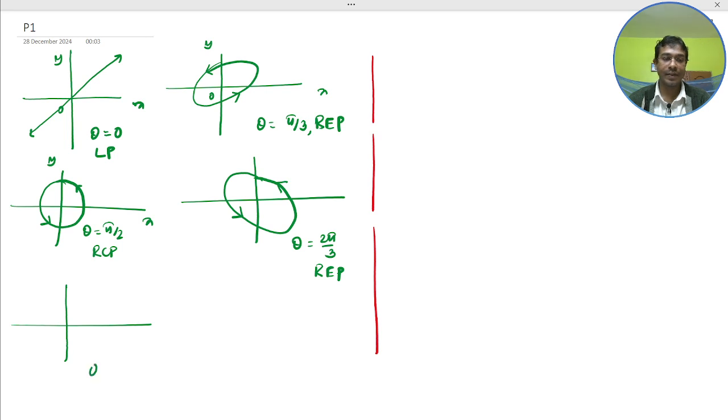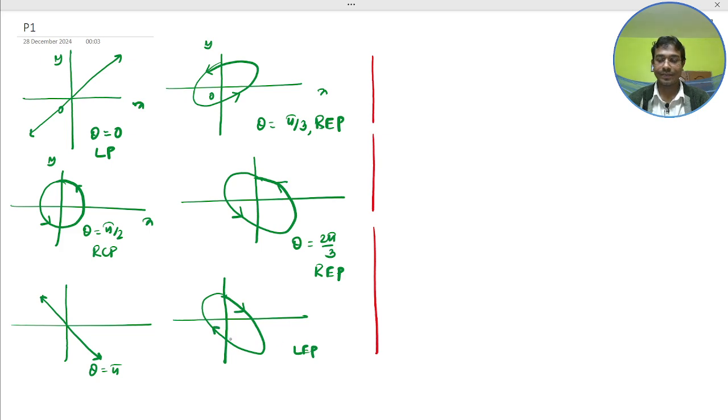Next one, theta equal to pi, linear polarized, second and fourth quadrant. Next one, this is the left-handed elliptical polarized because of this direction. So here theta is 4 pi by 3.